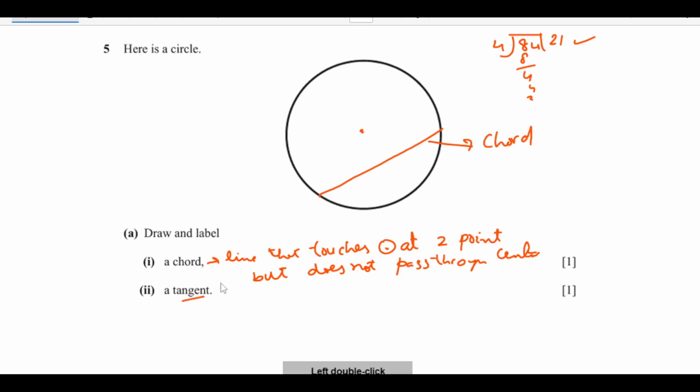And tangent. A tangent is a line that touches the circle at one point. You can take any point, pick your ruler, and draw a straight line from that point. So this is a tangent. A tangent is a line that touches the circle only at one point.